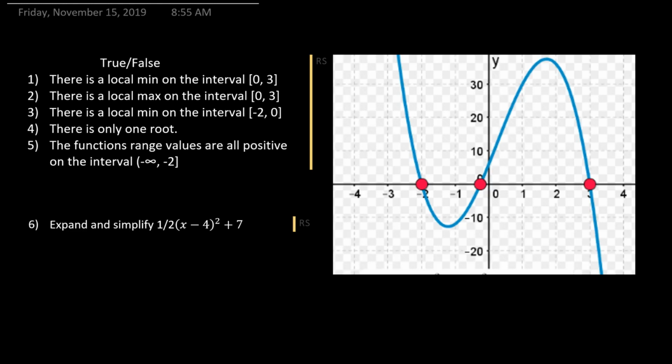So anytime a problem asks you if something is on the interval blah blah blah, it's referring to the intervals, the x values. So if I'm saying, is there a local min on the interval of 0 to 3, it's asking from 0 to 3, is there a local minimum?